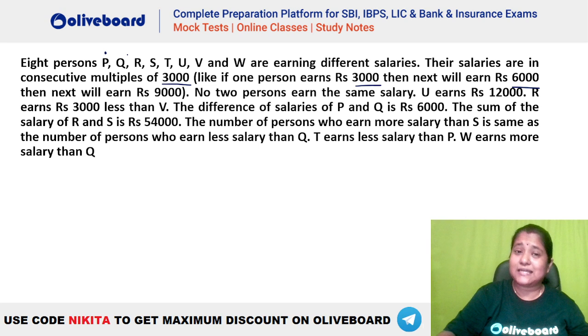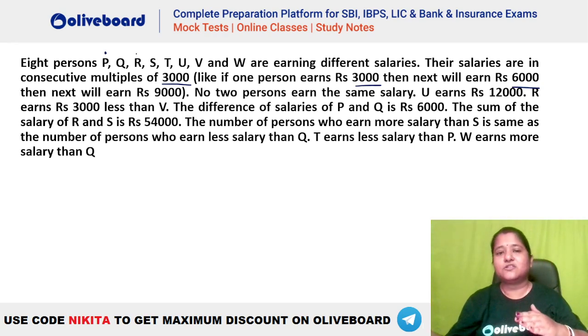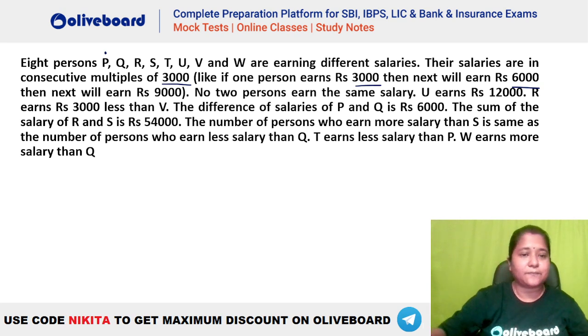But if P is 12k, then next will be Q, who should be 15k. Not necessarily Q has to be 15k. I mean the next person, whoever is after P, will be the one with 15k. So consecutive multiples of 3000 have to be taken in here. Okay, no two persons are earning the same salary.